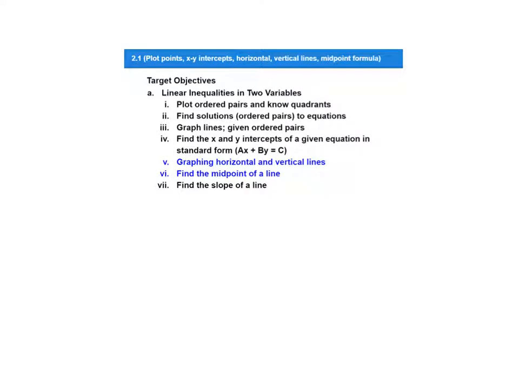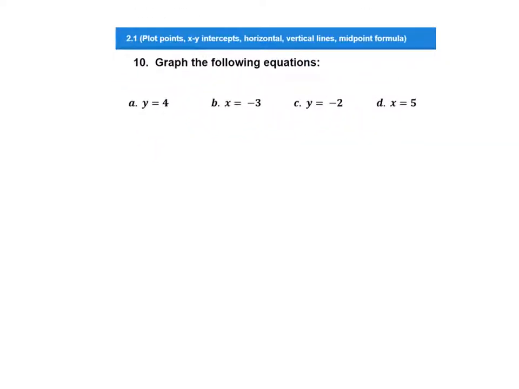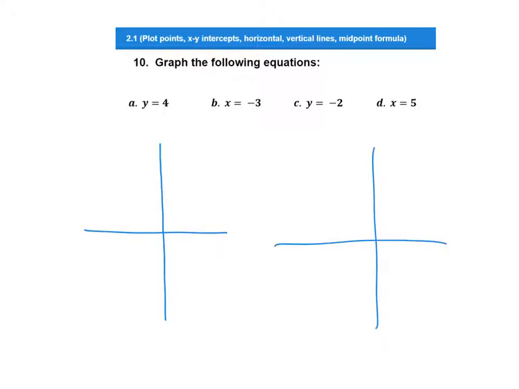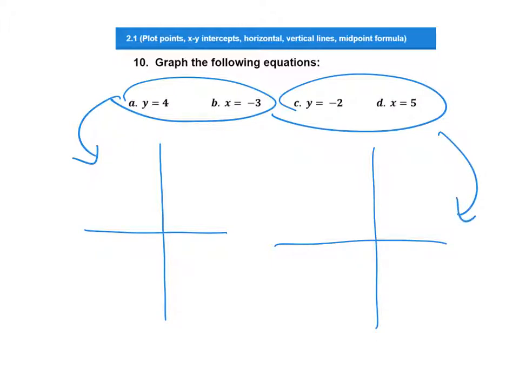All right, we're going to look at graphing horizontal and vertical lines and finding the midpoint. So once you kind of understand the format of this, of how this should look, well, then you would know that I'm actually going to graph A and B on one graph and C and D on the other graph.